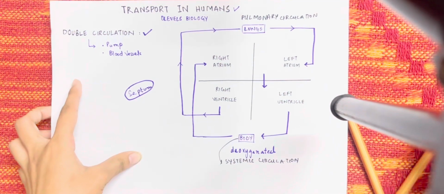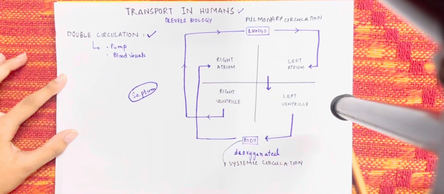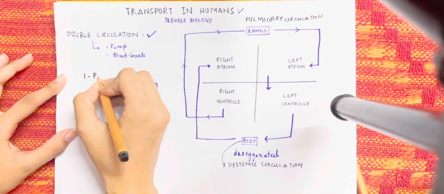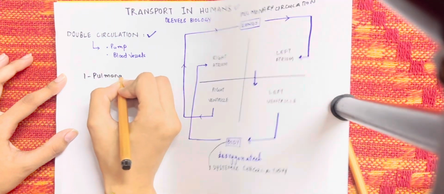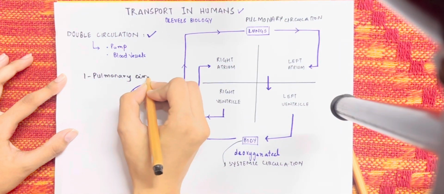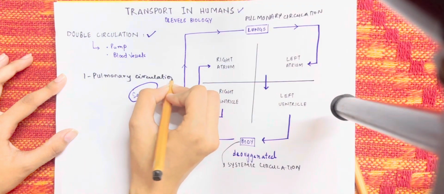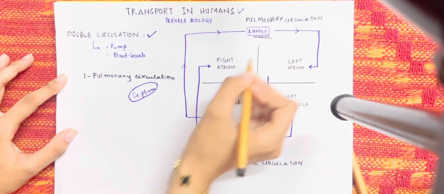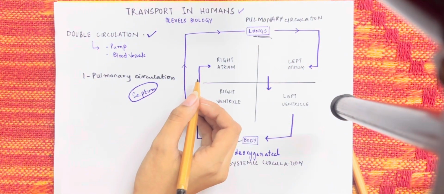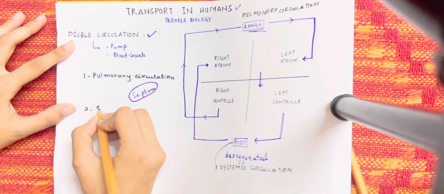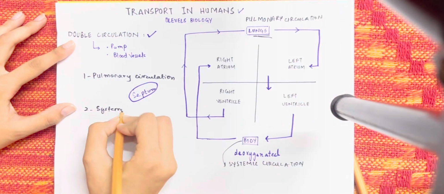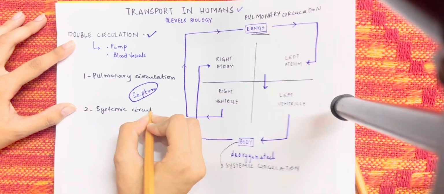So in short, there are two kinds of circulation that take place in the human heart. Number one is the pulmonary circulation. The term pulmonary includes the lungs in itself. Whenever the term lungs is included, we say that it is a pulmonary circulation. And number two is the systemic circulation. The systemic circulation is the one which includes the body.